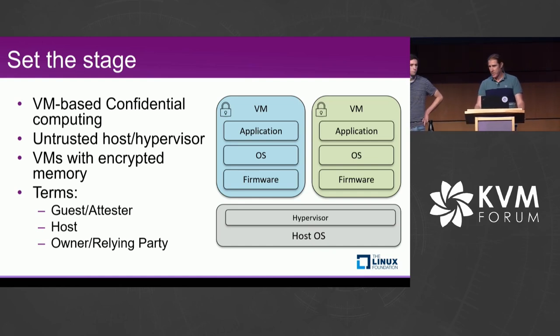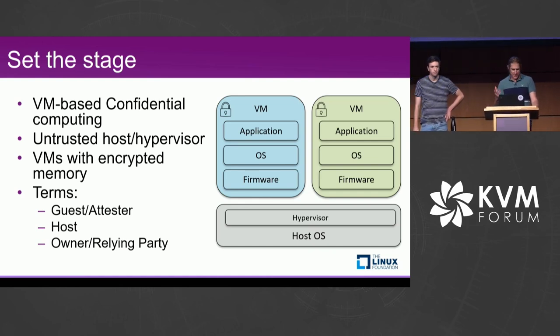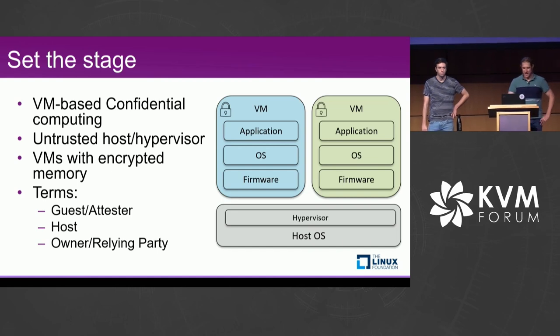And we'll use the terms guest or attester as the VM and host, which runs it. It's in the untrusted gray zone over there. And the guest owner, also sometimes referred to as a relying party, which is not in the picture. That will be the customer who wants to run their workload securely, let's say in the cloud.